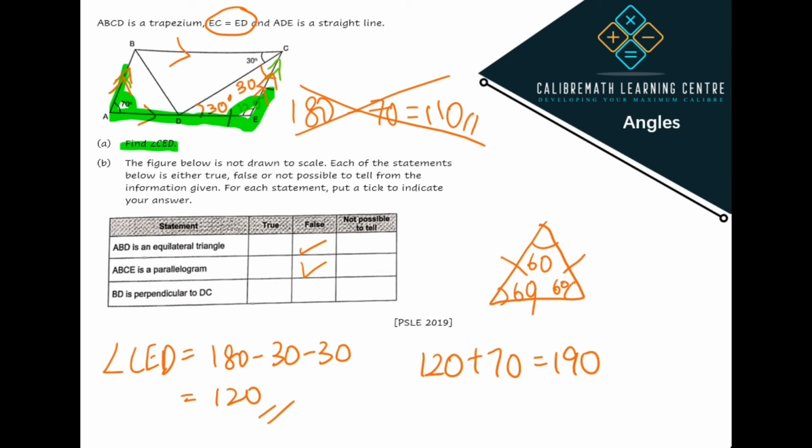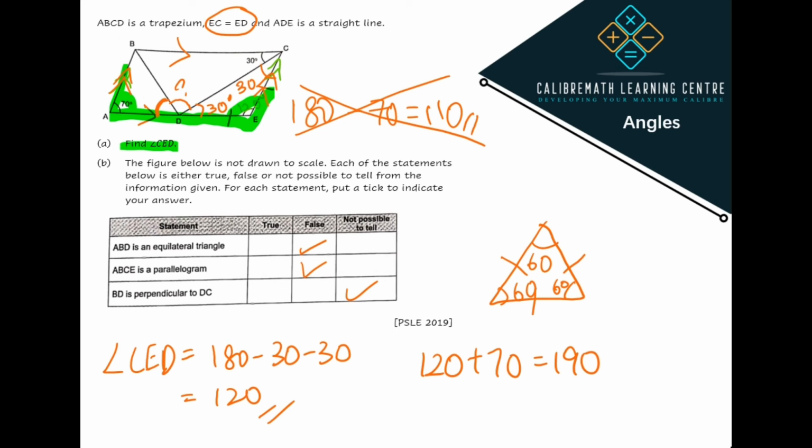Okay, then for the last statement, we have BD perpendicular to DC. In order for us to decide whether it's perpendicular or not, that will mean that we must find out whether this angle over here is 90 or not. And we do not have enough information over here. We don't have this angle over here to help us find out what that question mark is. So that's why for the third statement, it is not possible to tell.